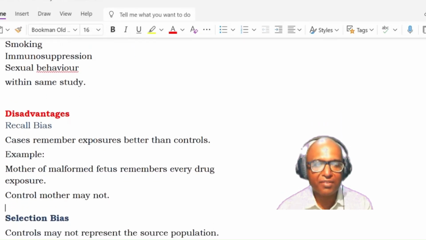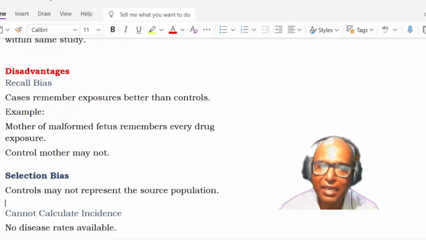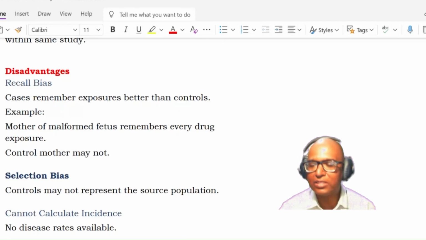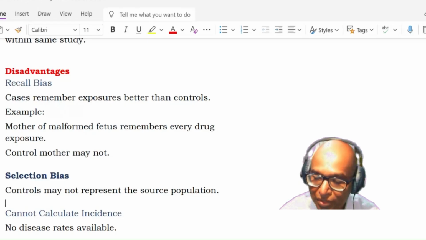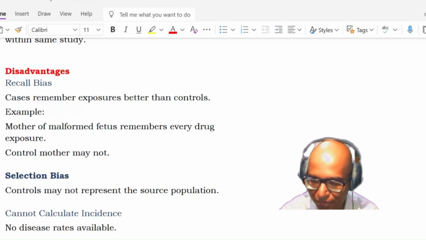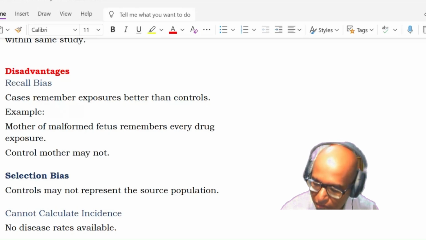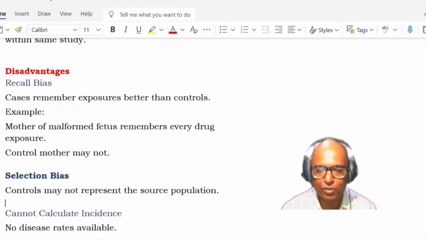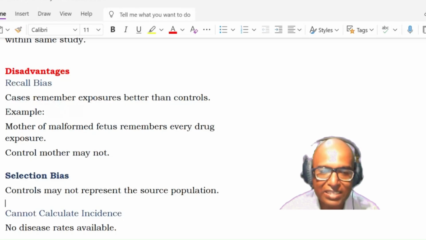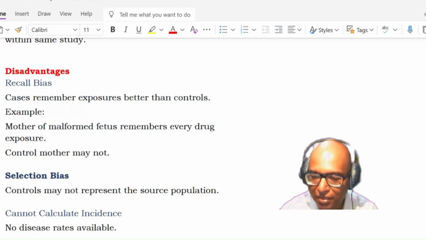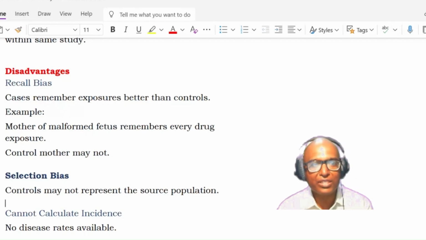Then what are the disadvantages of the case control study? Cases remember exposures better than the controls, because cases have got an outcome, and most of the time it is a disease or a bad outcome. So they always remember the past, why this has happened. While the control group will be casual about the exposure. Even if they might have been exposed, they may not remember it. For example, the mother of a malformed fetus will remember each and every drug she has taken during the pregnancy, while the mother who had a normal baby may not remember everything. So that is recall bias.